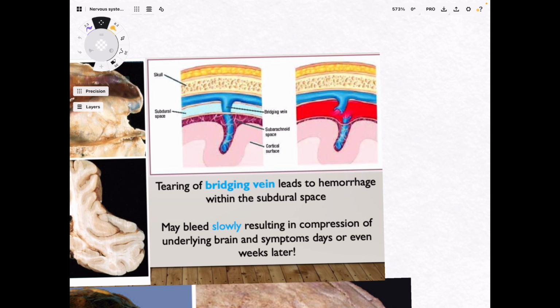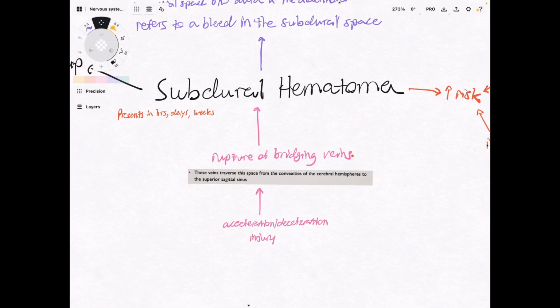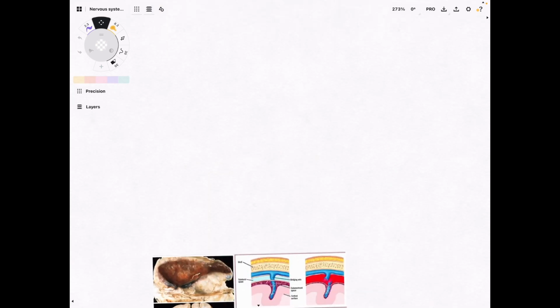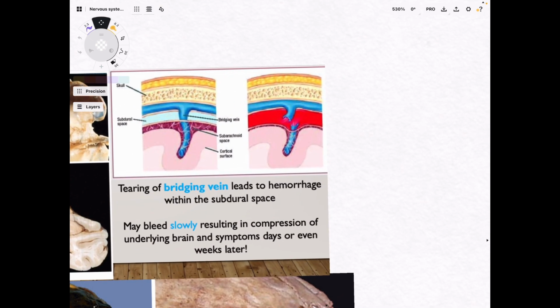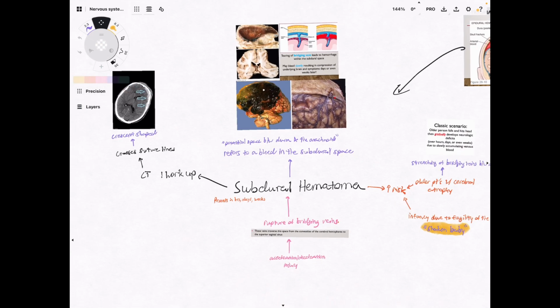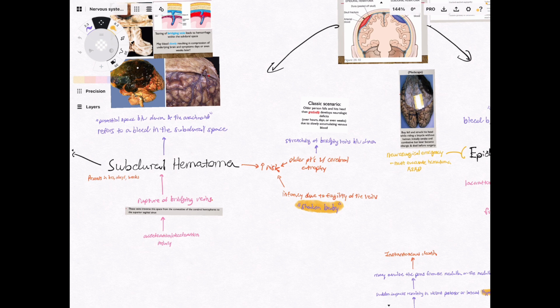And what can happen is whenever you have an acceleration-deceleration injury, say in a car accident, or say you hit your head falling backwards, these veins can actually rupture. Okay, so when these veins rupture, you can have a much slower bleed than an epidural hematoma because, of course, veins have much lower pressure than arteries. So this can obviously present a little more chronically, but still it's very important to treat.